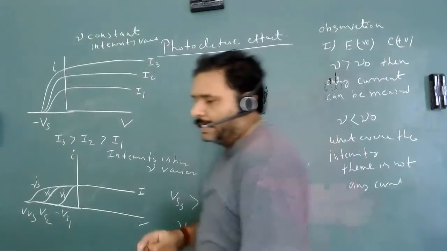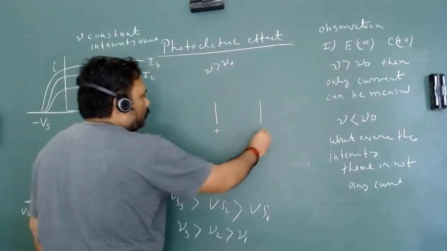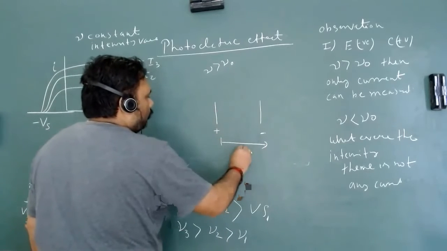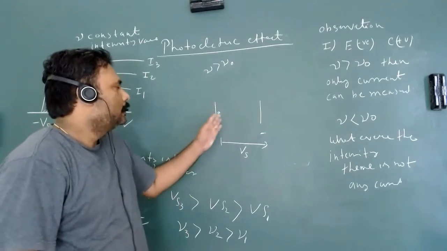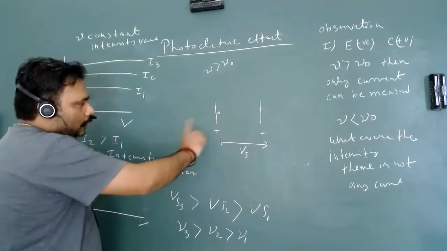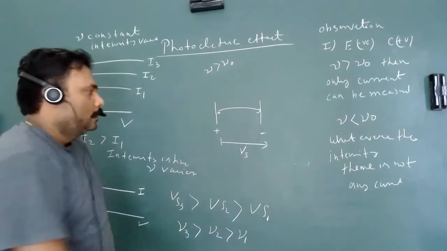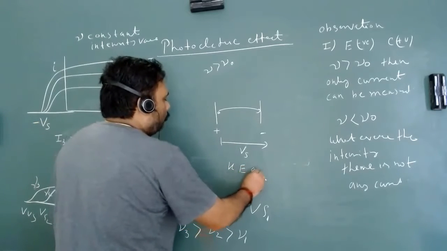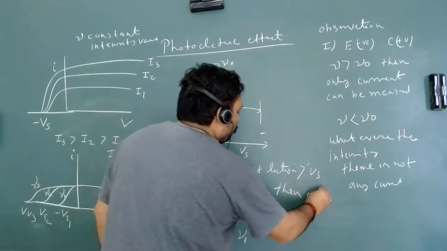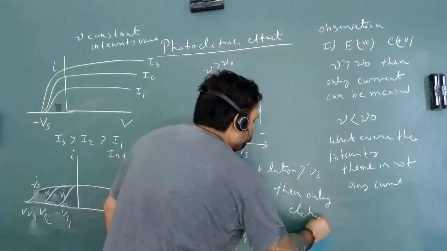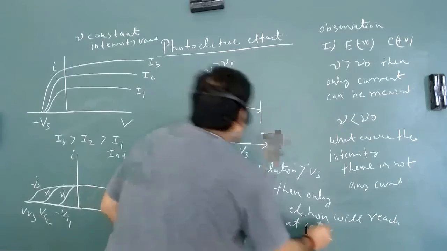What we have to understand is, suppose this is a potential, and this is positive and this is negative, and let's say this particular value is some Vs. If we have n number of electrons, and all electrons have some kinetic energy, then only those electrons whose kinetic energy is more than Vs will reach here. So I can say that the kinetic energy of the electron must be greater than Vs, then only the electron will reach the collector. This is a very simple thing.